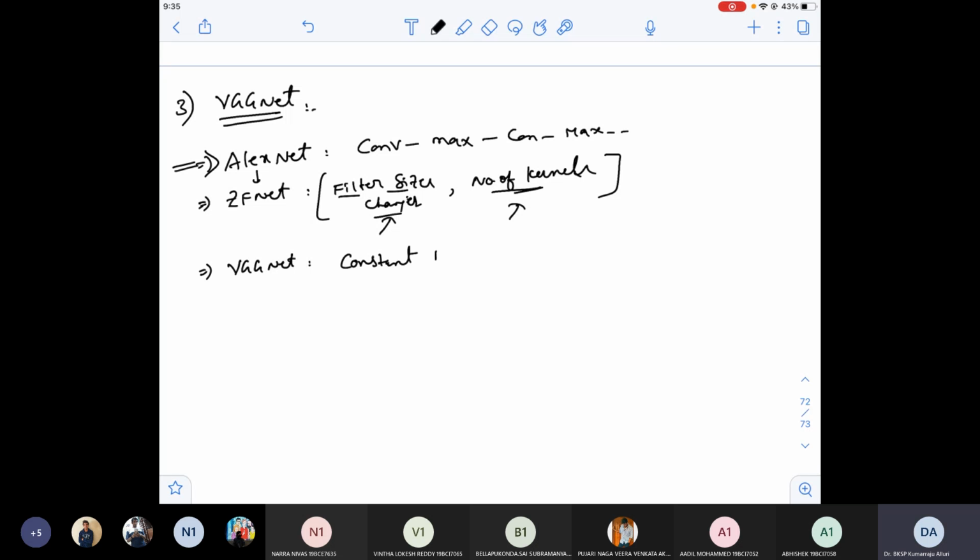Constant filter size, because if you observe, here they have used different filters. Here also different filters with different sizes. Now VGGNet came up with the question, why should I change the filter size? Let me use the same filter size. They have used a 3x3 filter across the entire architecture. There's a question that they want to answer: what happens if I use a 3x3 filter across all the channels, across all the layers?